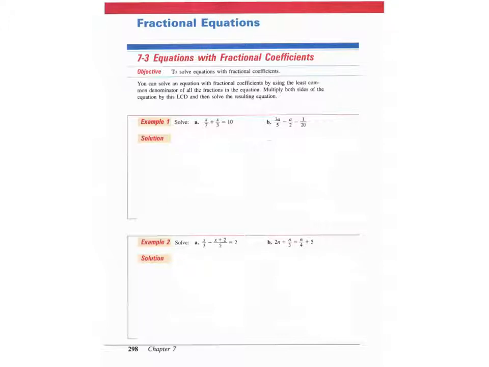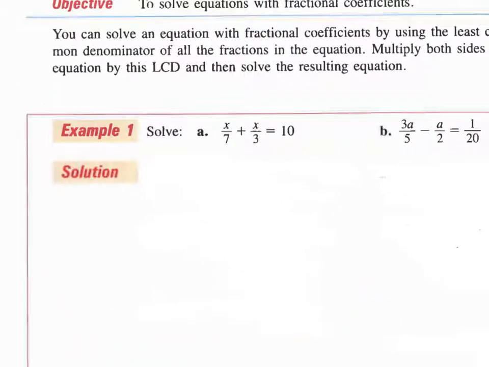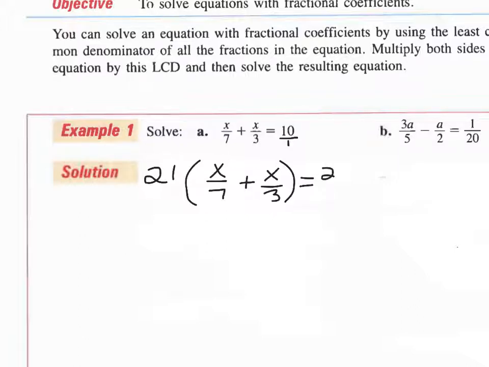So for example, on number 1, first thing I need to do, and I can put a 1 underneath my 10, I need to find a common denominator between 7, 3, and 1. And I know that LCD is going to be 21. So now what I'm going to do is multiply my entire equation by that LCD. Now, you're not only multiplying the left side, but also this right side.